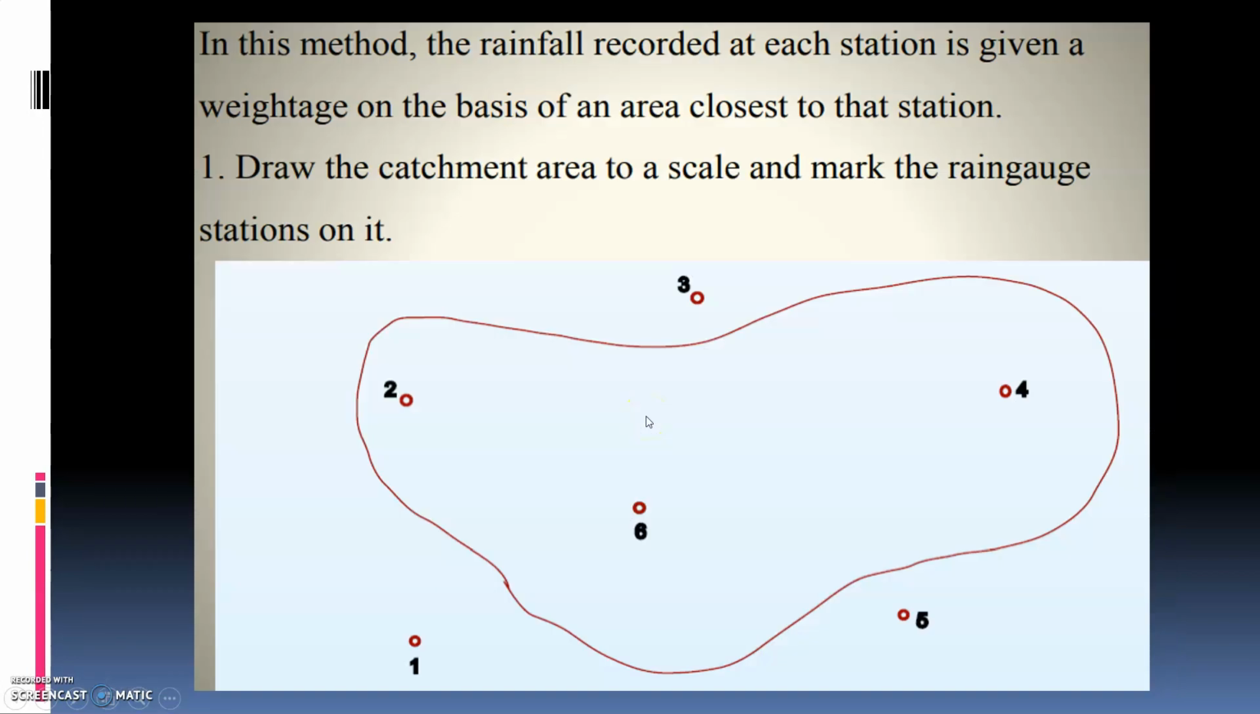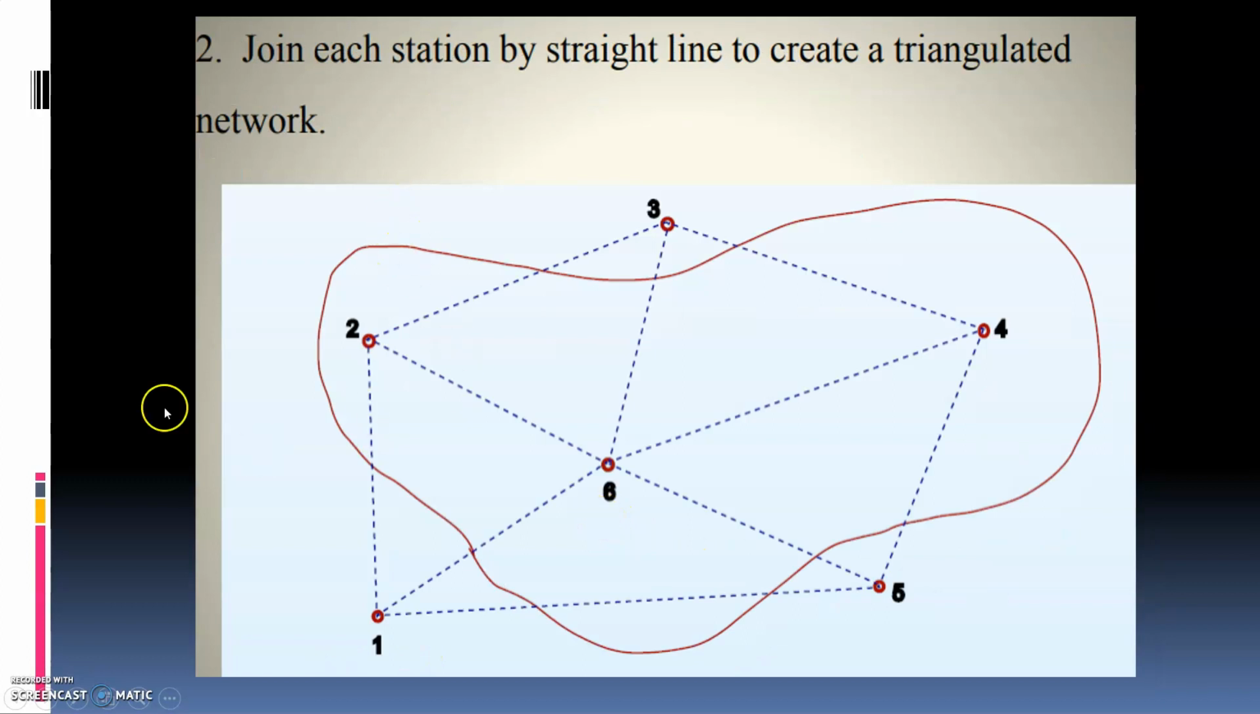The next one, I have drawn in a simple way. In this method, the rainfall recorded at each station is given a weightage on the basis of the area closest to that station. So draw the catchment area to scale and mark the rain gauge stations on it. So these are the rain gauge stations 1, 2, 3, 4, 5, 6. Then join each station by straight lines to create a triangulated network. So you have to join 1 to 2, 2 to 3, 3 to 4, 4 to 5, 5 to 6, then again 1 to 6, 2 to 6, 3 to 6, 4 to 6 and 5 to 6.